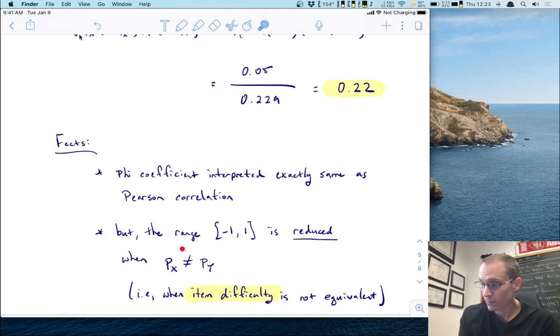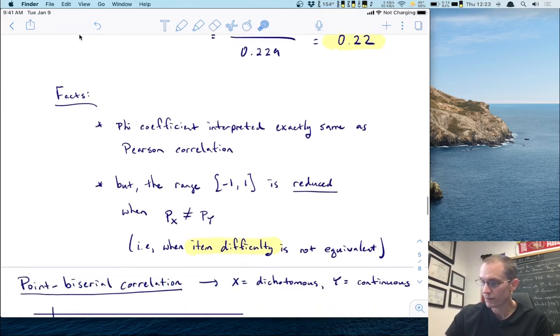What that would mean is that the proportion of people who got X right is different from the proportion of people who got Y right. Interpreted in terms of tests and measurements, that means that the item difficulties are different. So if the item difficulties are not equivalent, then we get a reduction in range of the phi coefficient. And we'll talk about how to deal with that again later in the course. But this will get you a little bit familiar with it.